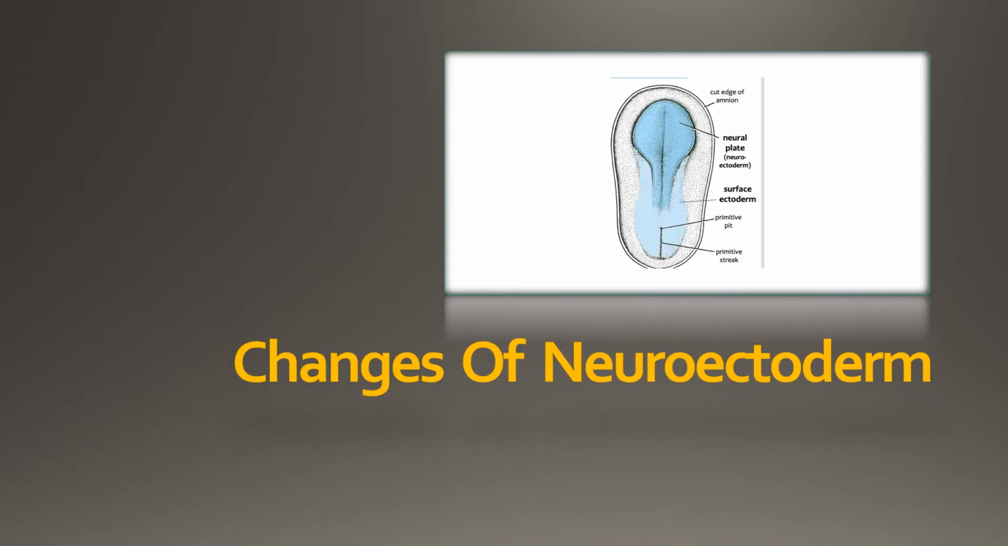We are going to see only the ectodermal derivatives in this embryonic period. When we see the ectodermal derivatives, the notochord formation is already there. Above the notochord formation, we can see the neuroectodermal cell and the surface ectodermal cell layer. What are the changes occurring in this neuroectoderm? We are going to see in the video.